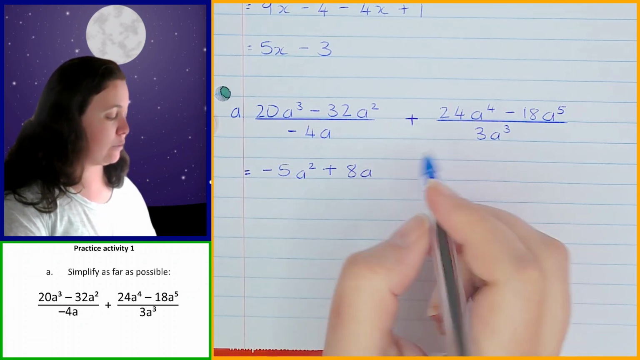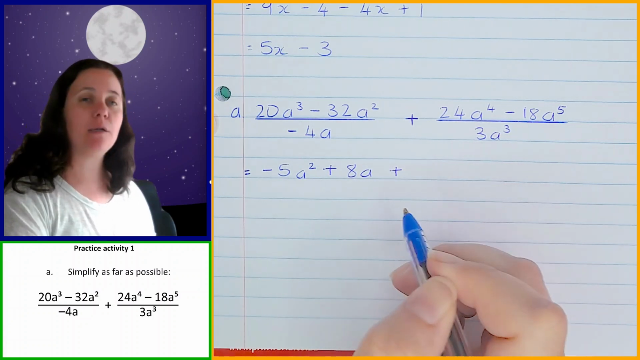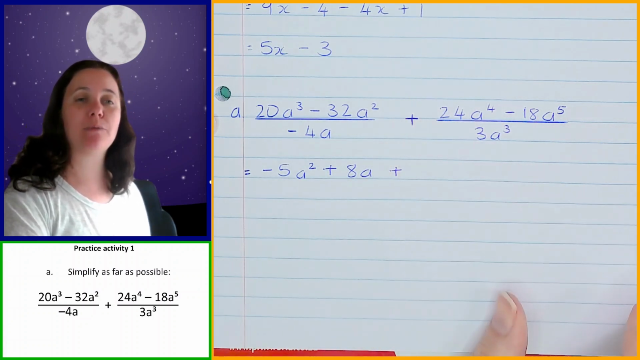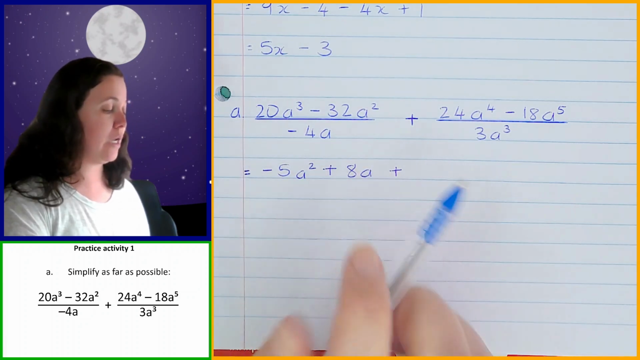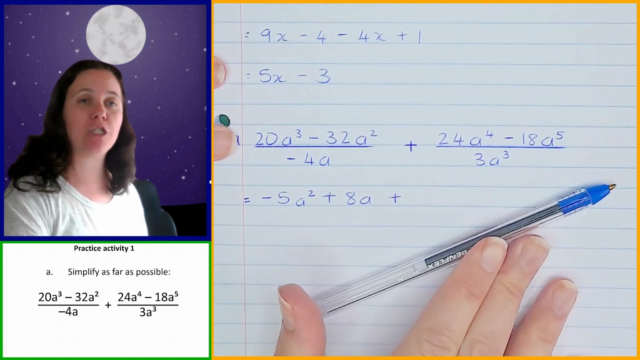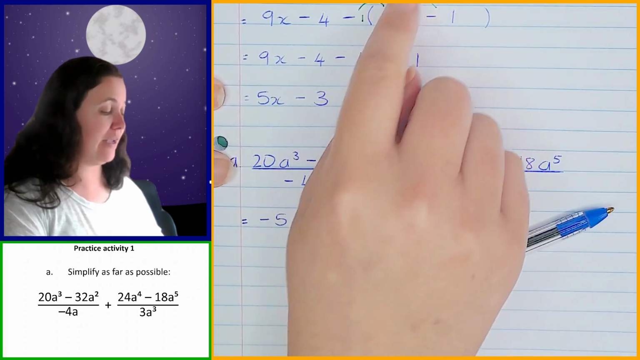Now we're going to go on to the second one. Now we've got a plus, and remember I said when it's a minus, you have to put this in brackets, but when it's a plus, you don't have to, because the plus isn't actually going to do anything. Whereas with a minus over here, we had to then go and multiply that negative into the brackets.